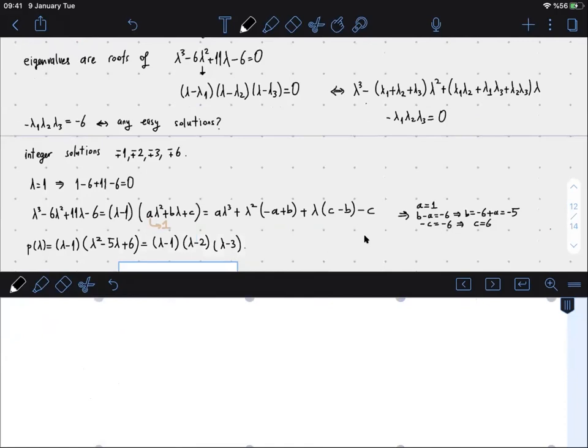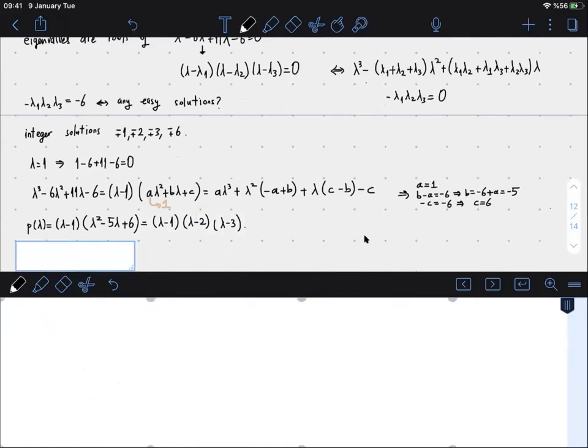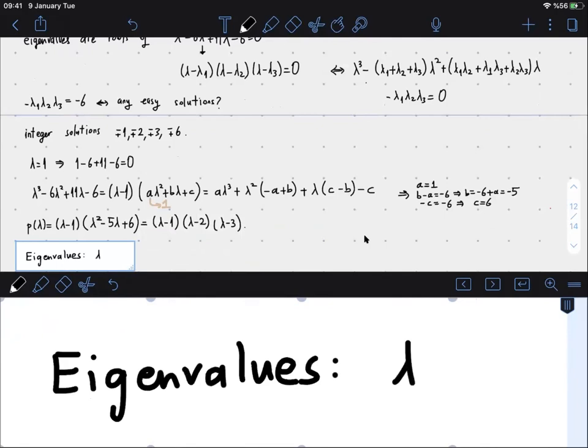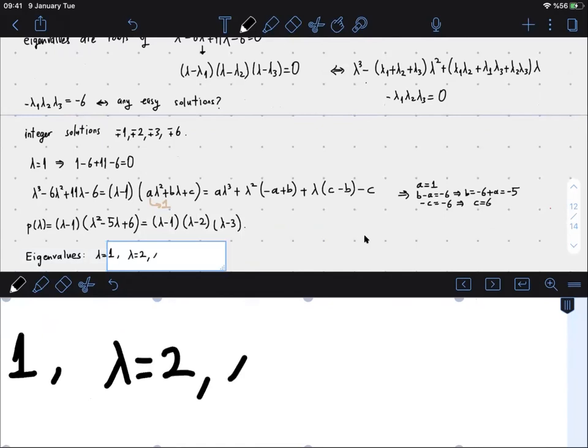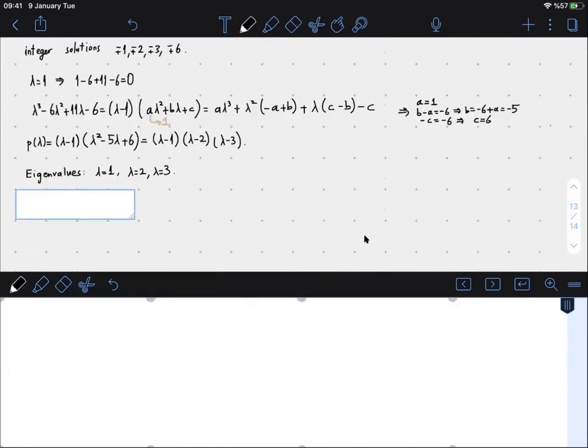Okay, no problem. So what are the eigenvalues? Eigenvalues are the roots of this polynomial. So we have 3 eigenvalues: lambda equals 1, lambda equals 2, and lambda equals 3. Now, here is the more time-consuming part. We need to find the eigenvectors. For each eigenvalue, we will try to find the eigenvectors.